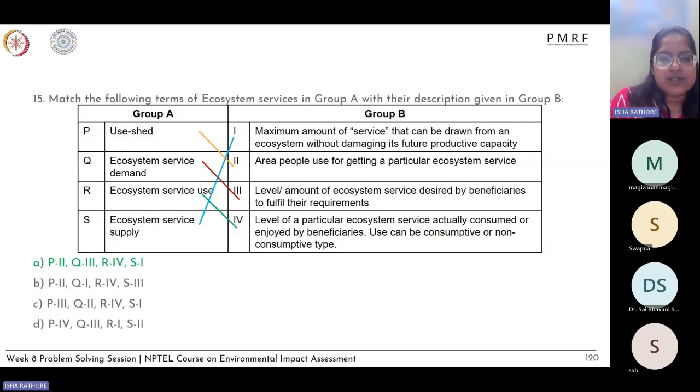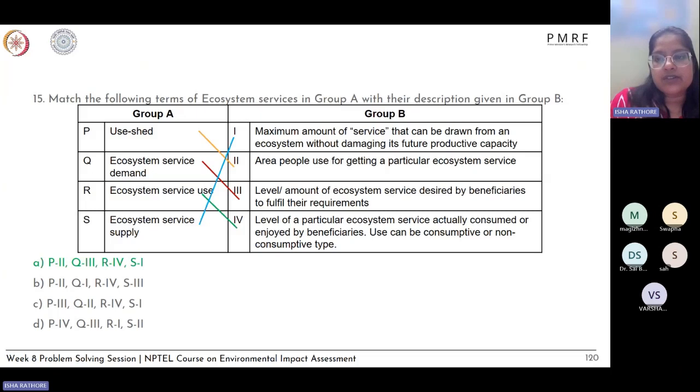And S, ecosystem service supply, is the maximum amount of service that can be drawn from an ecosystem without damaging its future productive capacity. So the correct answer is A. That is P matches with 2, Q matches with 3, R matches with 4, and S matches with 1. Okay, so moving on to the next question.